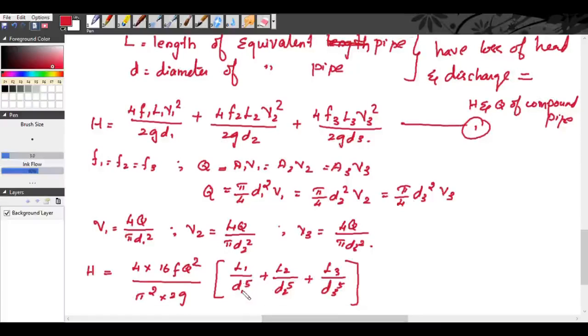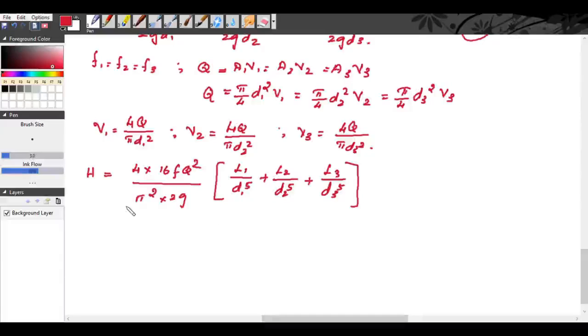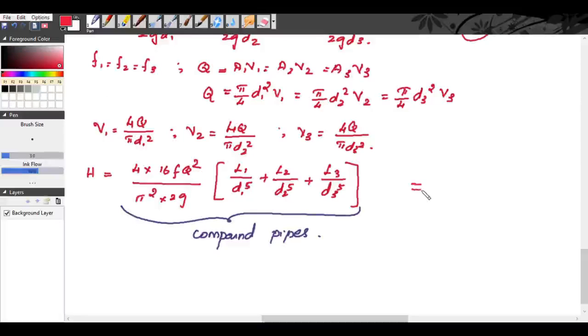Now, this is the head loss for the compound pipe. So, as per the definition, this head loss should be equal to the head loss of the equivalent pipe, which is 4FLV square by 2GD. So, this is the head loss of the equivalent pipe.